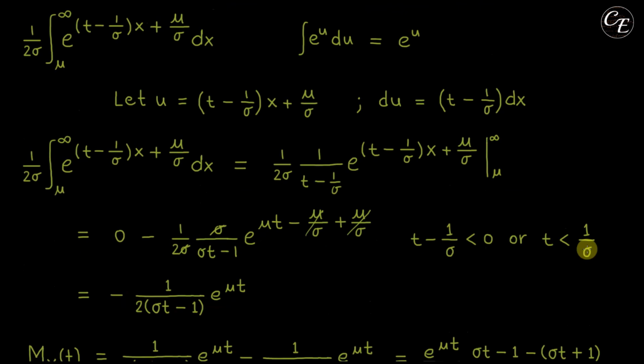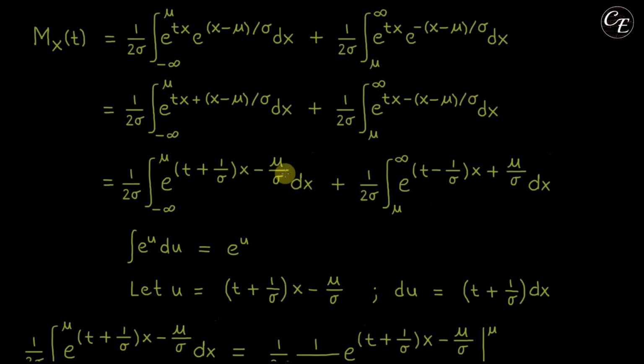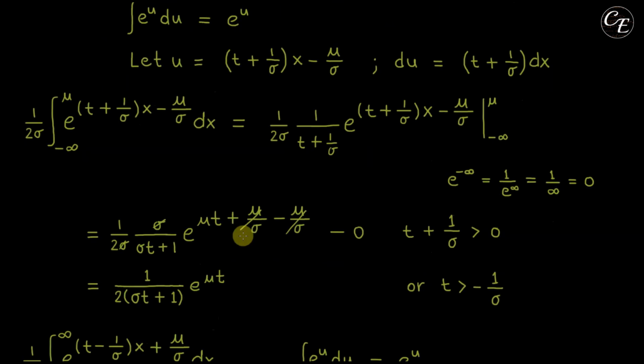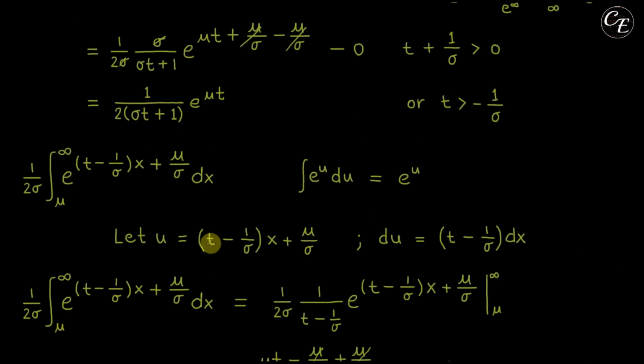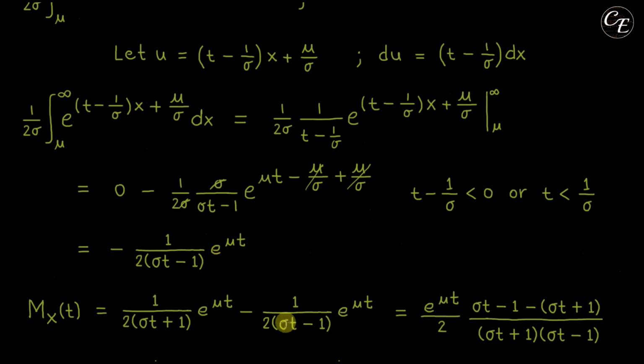Now let us combine our results. Now from here, our moment generating function is the sum of the results of evaluating each integral expression. For the first integral expression, we have this one, with the condition this one. And for the second integral expression, we have this one, with the condition this one. Then summing them up, this one is this one, and this one is this one. Then in here we have common terms e raised to mu t and 2. Then factoring this expression by these common terms, we have e raised to mu t over 2 in here, and then what we're left with is 1 over (sigma t plus 1) minus 1 over (sigma t minus 1).